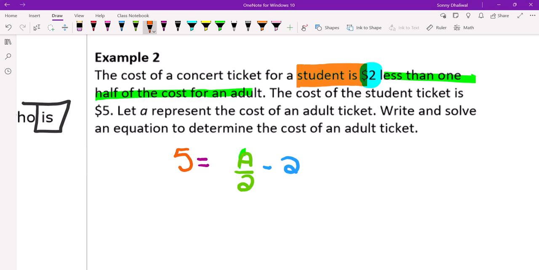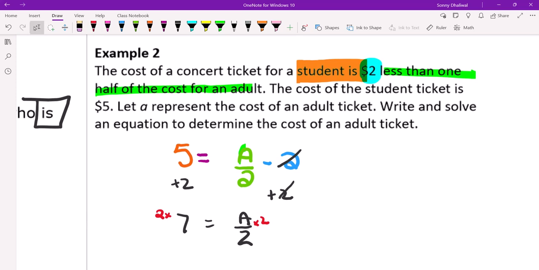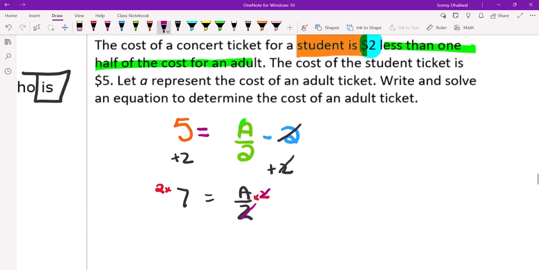Okay, which 2 do we get rid of first? Green 2 or blue 2? The blue, the adding and subtracting one. That's minus 2, so we add 2. Plus 2, plus 2, the 2's go away. 7 is A over 2. Then what do we do next? Multiplication. Times by 2, times by 2, on the top, where the multiplication goes. We show the numbers being canceled. Then A is 2 times 7, which is 14.